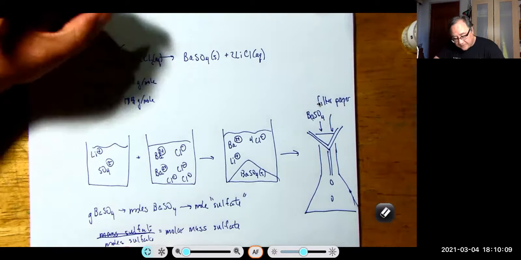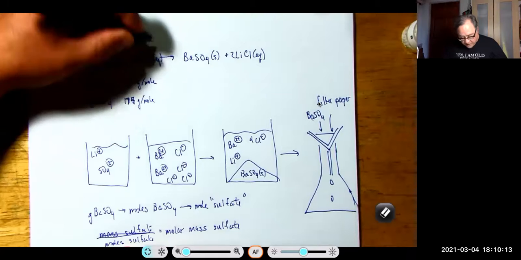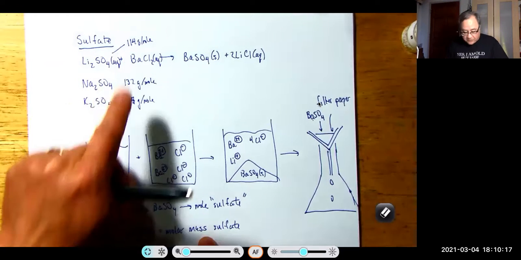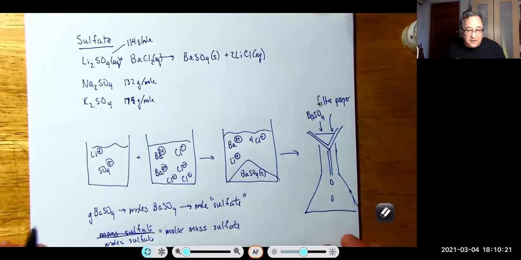So when you come back with a smaller mass, if it's like 114, you got lithium sulfate. If it's 132, you got sodium sulfate. If it's 174, you got potassium sulfate. Are you with me here?